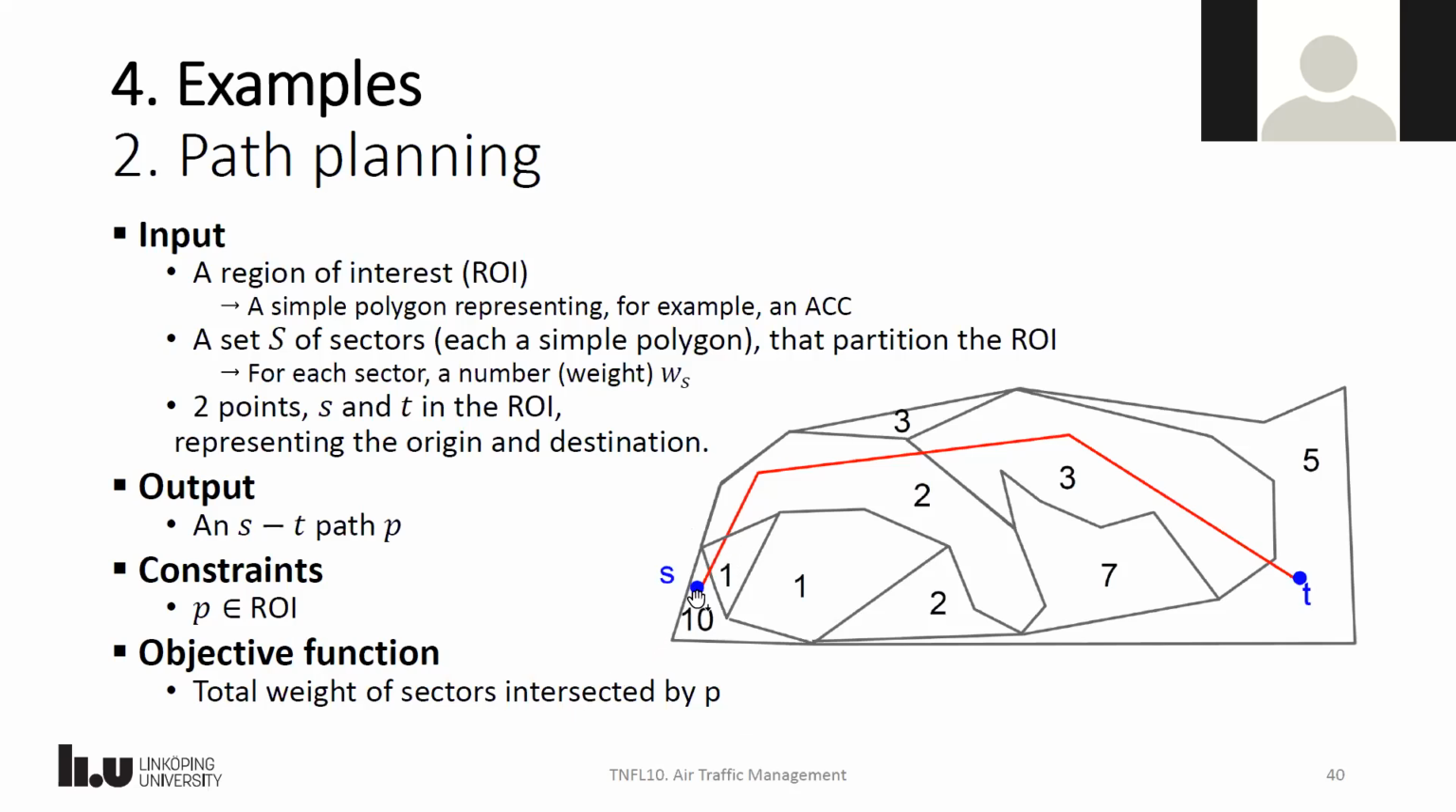So in the end, we're going to try to find the path that minimizes the total weight of the sectors that they pass through. These values can represent, I don't know, the taxes that the airline has to pay to a given country, or maybe the delay that they are experiencing while passing through these sectors, or whatever is related to your ATM problem that you're trying to solve.